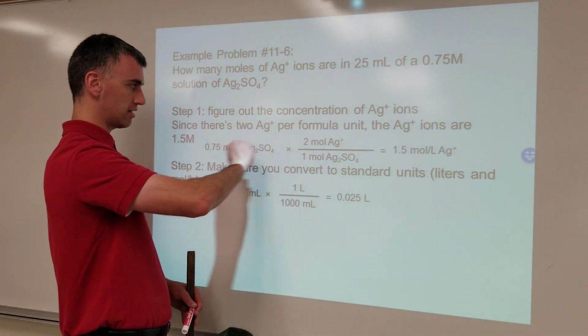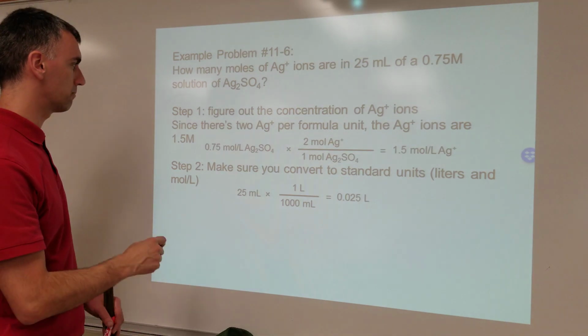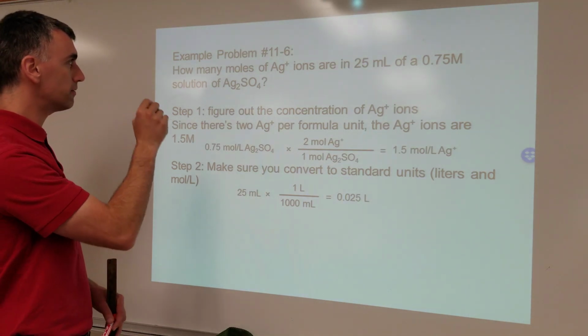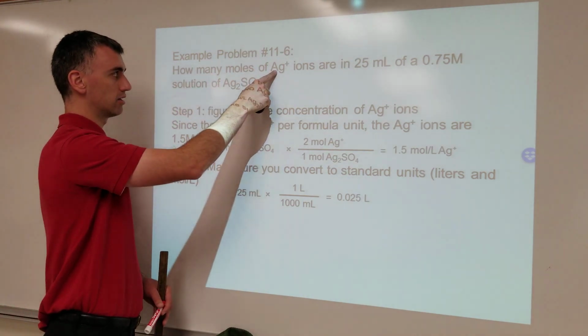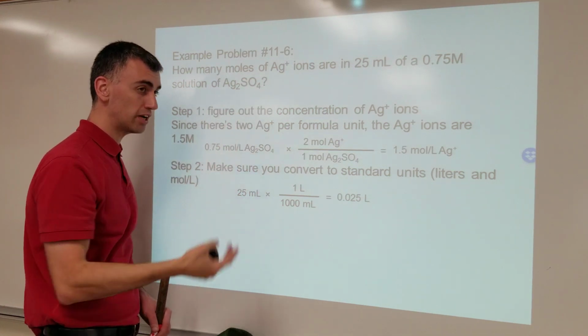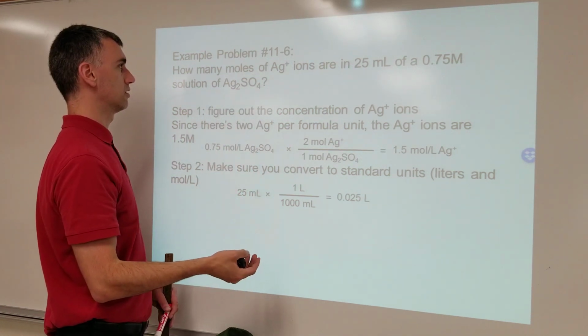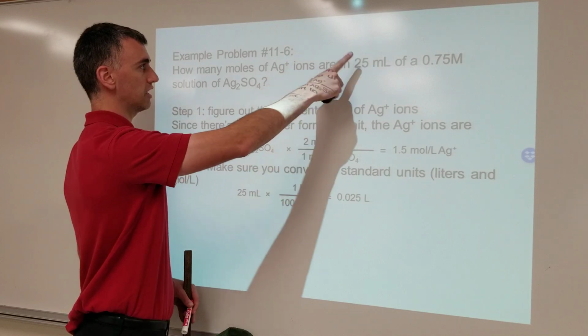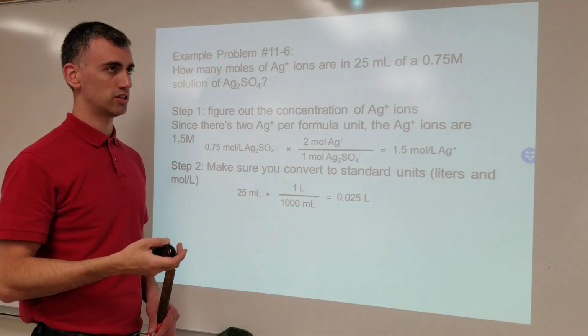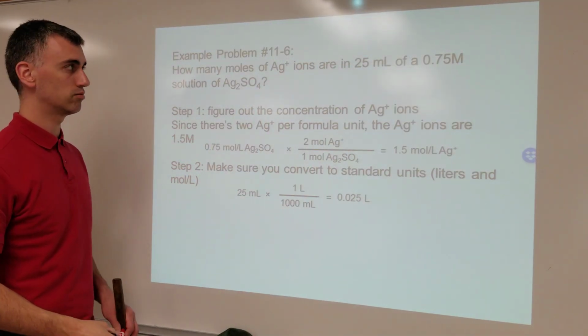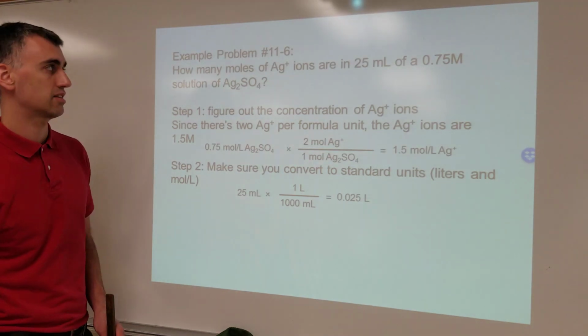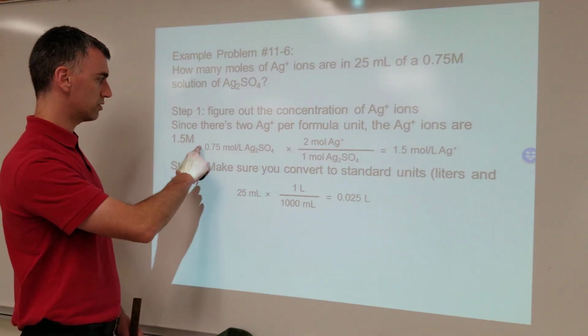Now, this is getting at another thing. It's saying, okay, if you want to find moles of silver ion, you have to figure out what the concentration of silver ion is so that you can use the concentration and the volume to get an answer in terms of moles, which is what it's asking for. So that's what this was all about here.